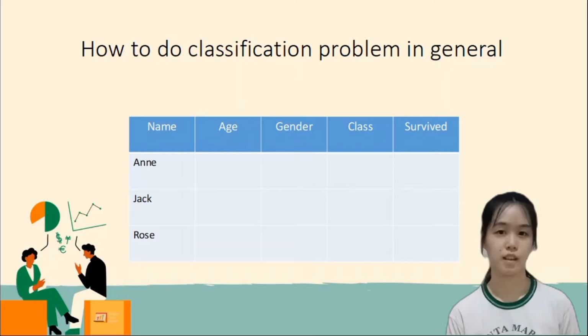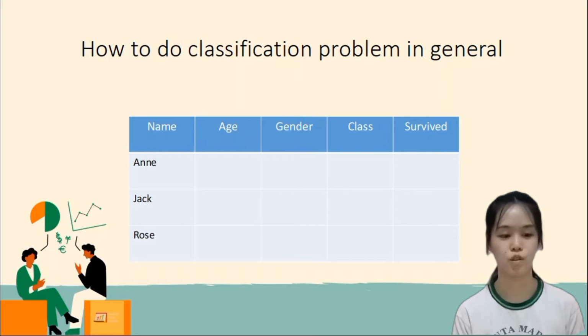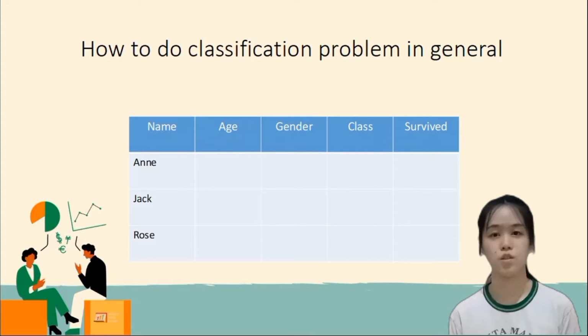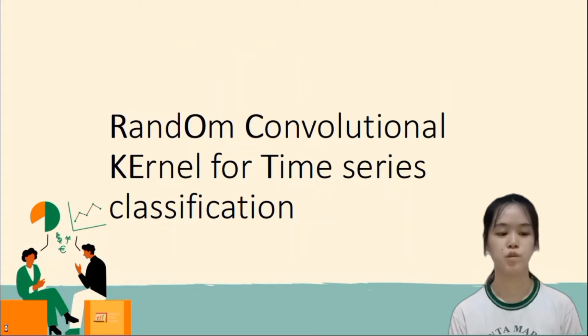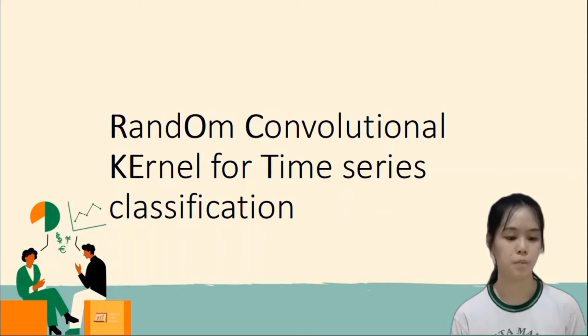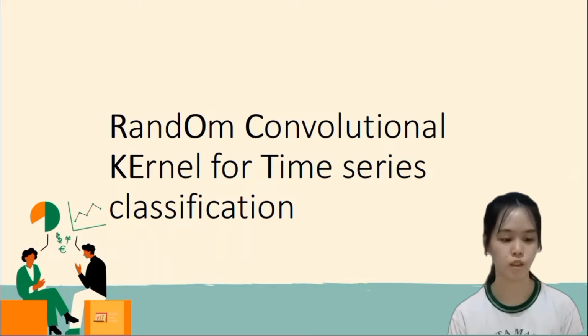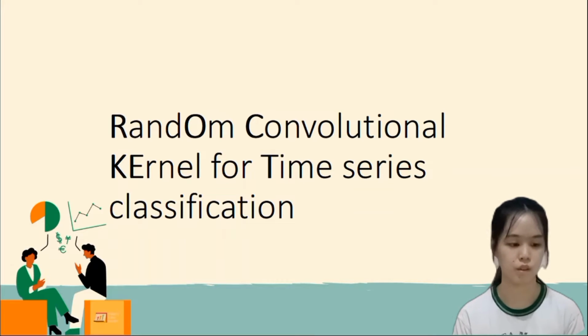In a tabular data classification like this, the features are already given to us. But in image or text or audio or time series classification, we need to extract the features ourselves. And we're going to do that with Rocket. Actually, there are many types of algorithms out there to extract the features from a time series, but this is what we're going to discuss in this video.